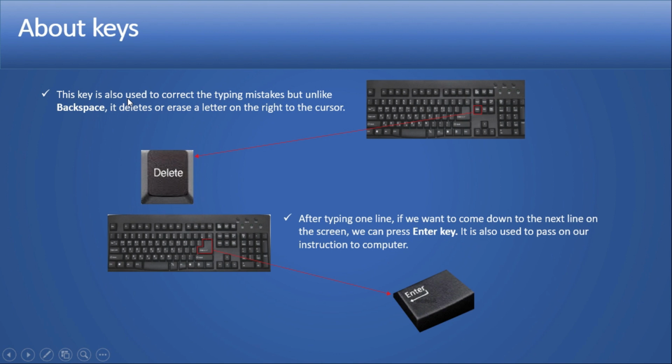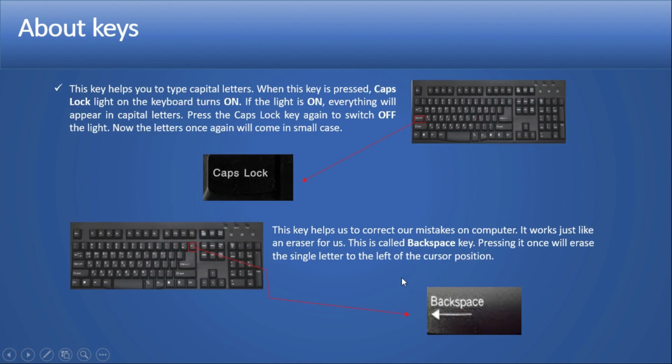Next special key is delete. This key is also used to correct typing mistakes, but unlike backspace, it deletes or erases a letter to the right of the cursor. So children, the delete key will also erase mistakes, but the delete key will erase a letter from the right side of the cursor, whereas the backspace key will erase the letter from the left of the cursor position.